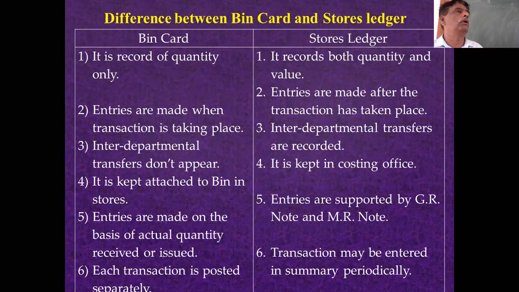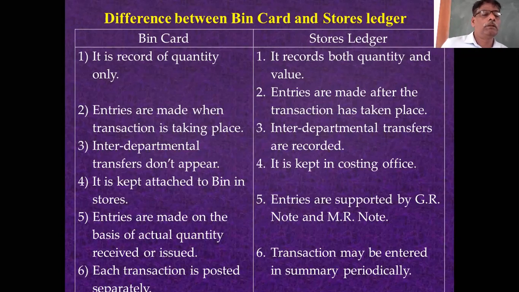I think you studied this in your branch accounts. Transfer from one department to another department, departmental accounts. In your branch, departmental accounts have become one. Transfer from X to Y, Y to Z, like that. That is recorded in the store ledger, but there is no entry in the bin card. That is the third difference.